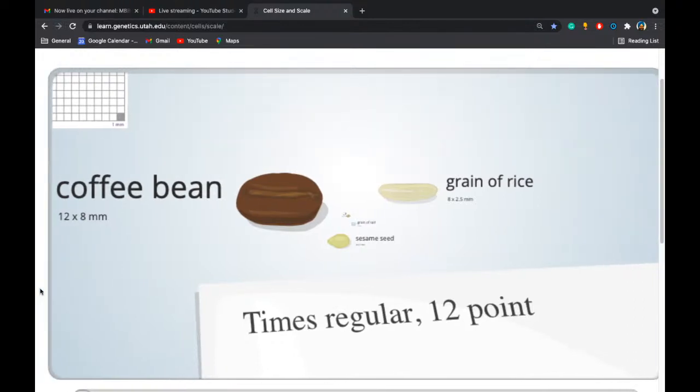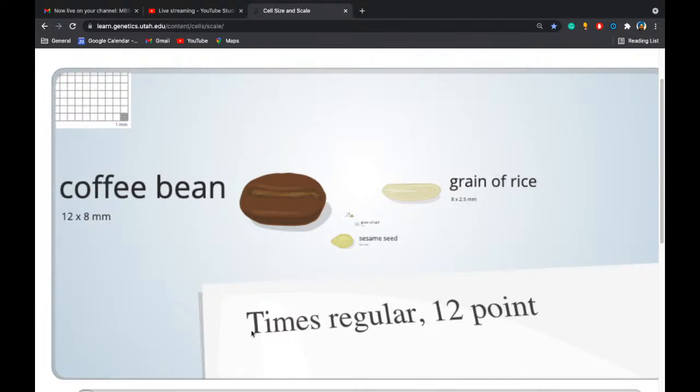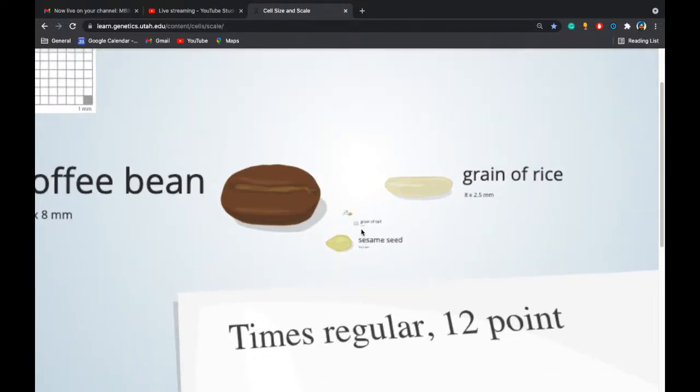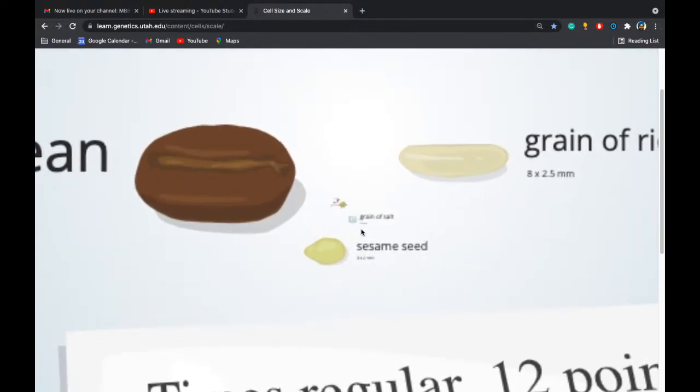So this is a small presentation being shown here. In our WordPad, when we are writing, it's mostly Times regular 12 point. The coffee bean size is around 12 by 8 millimeter, and the grain of rice is around 8 by 2.5 millimeter. If we go deeper, we're going to zoom from millimeter to micrometer, slowly.